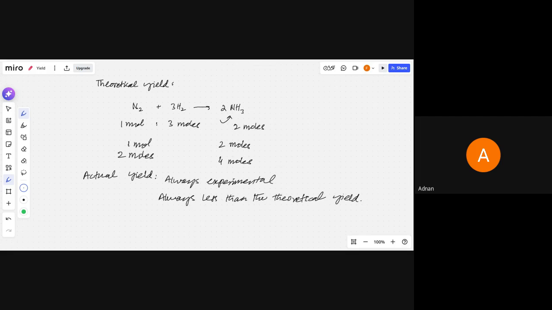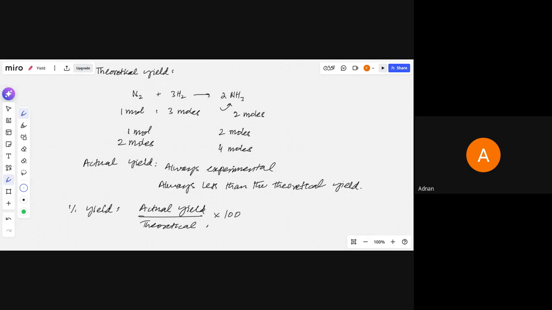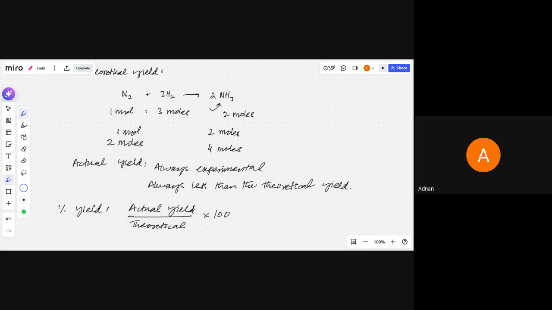So the third type of yield is the percentage yield. It's the ratio. So percentage yield is actual yield divided by the theoretical yield times 100. So you have to memorize this formula. Some exam boards give us this formula, for some exam boards they don't give you this equation. So it's better to be on the safe side. You should memorize this formula.